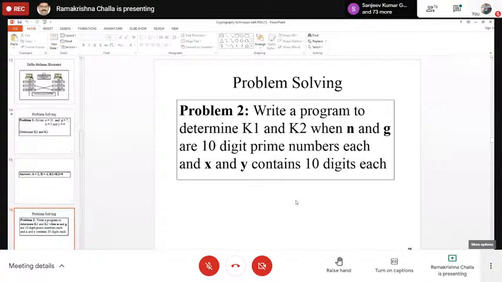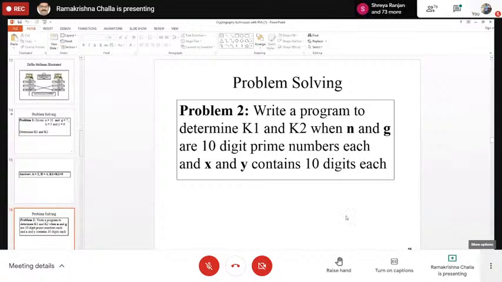You can use any language of your choice. You can write in C, C++, Java, or Python. The language is your choice, but the question has to be solved by writing a program. You can even share it with me, but ensure that N and G are both 10 digits each, and X and Y are also 10-digit integer numbers.